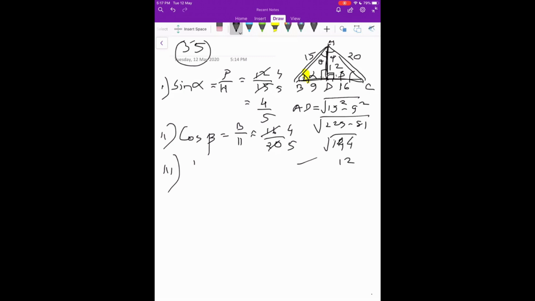The third question is asking you to find tan C. For tan, it is perpendicular by base. Now see where that angle C is. C is on the top. If that is the angle, then your base becomes AD. AD is the base, and your perpendicular is this one, 16. So the perpendicular is 16 and the base is 12. So 4 4 and 4 3. So it is 4 by 3, or in mixed fraction form it is 1.